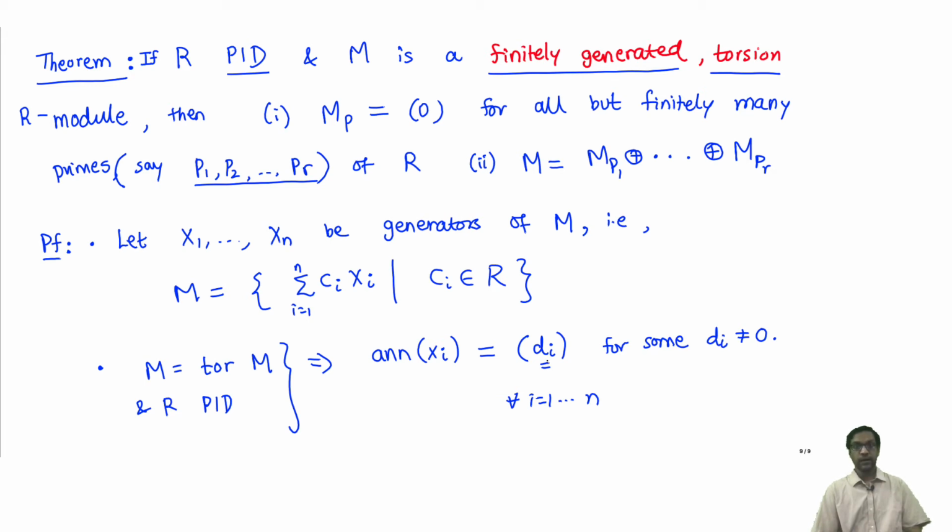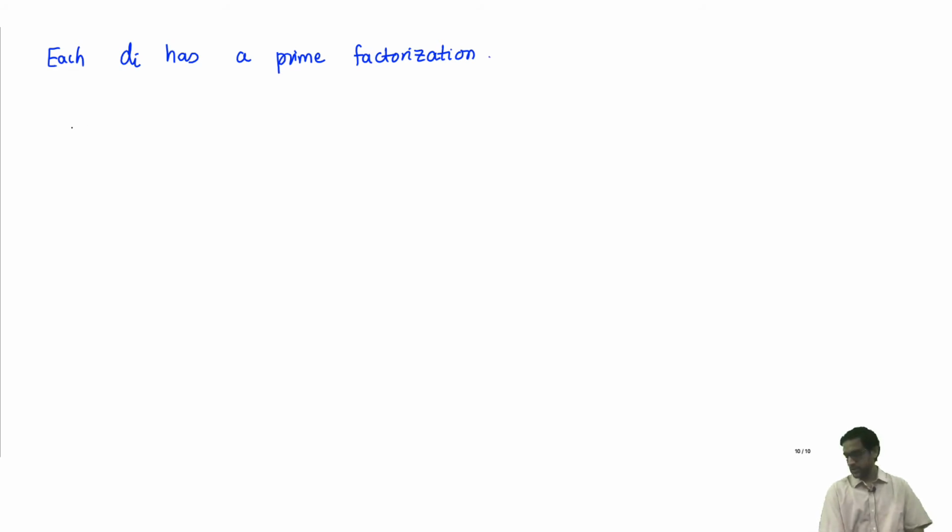I have a principal ideal domain, which if you recall is also a unique factorization domain. I can factorize every element of R uniquely into a product of powers of primes. So I look at this prime factorization of all the di's. Okay, so consider each di has a prime factorization. So I can look at all the primes which occur in the factorizations of all the di's. Okay, so that's going to be my set of primes.